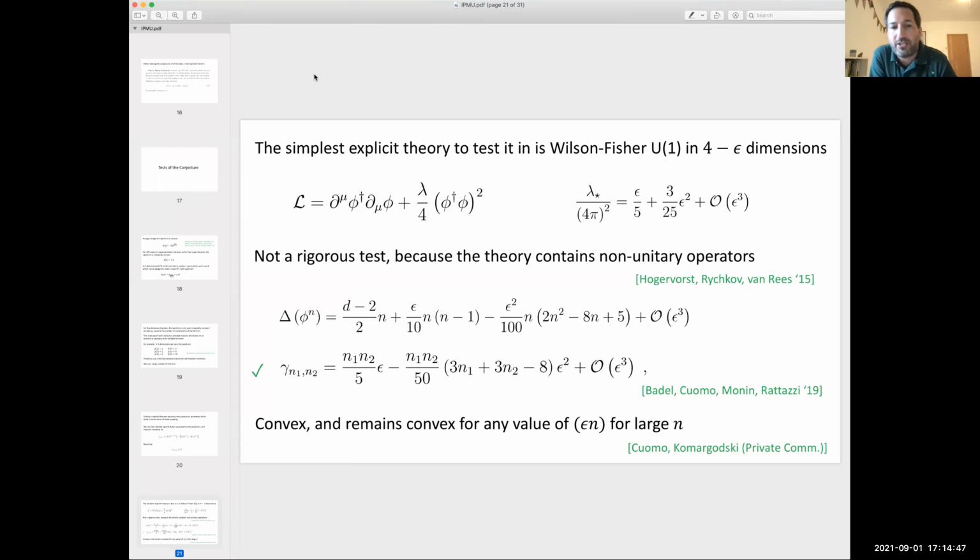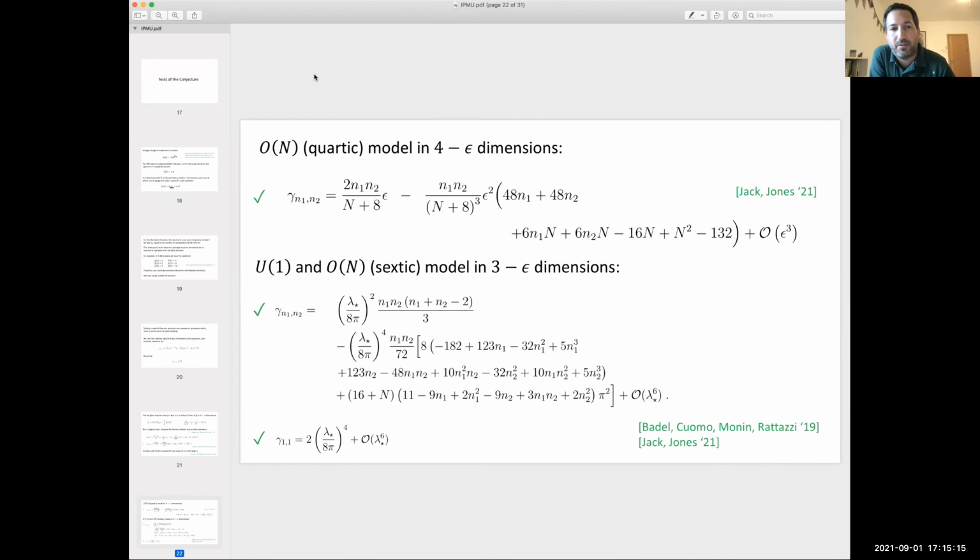Now this is really an expansion in epsilon times n, and it's true for small epsilon n. If epsilon n is large, then you go into the large charge regime, and then we know the spectrum is convex anyway. So that's also okay. And one can check that, in fact, it remains convex for any value of epsilon n interpolating between the two, at least using the large n expansion. So you need some kind of parameter. So this seems to be okay.